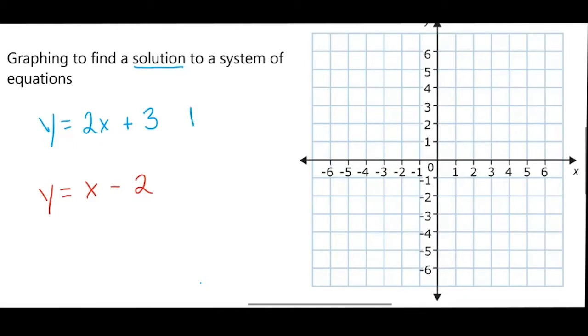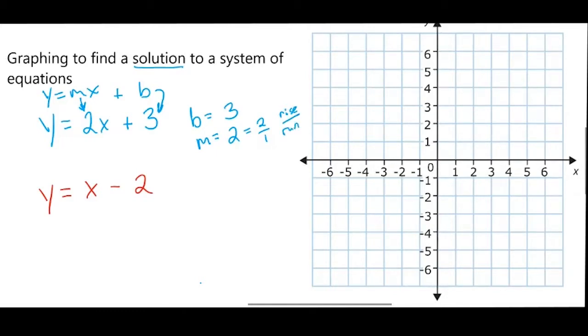I need to find b and m. Well, as you know, y equals mx plus b. So our b is 3. And I need to know m, the thing that's next to the x right there. That's 2. But I need to know rise over run. So 2 is equal to 2 over 1. Now I have a rise and I have a run.